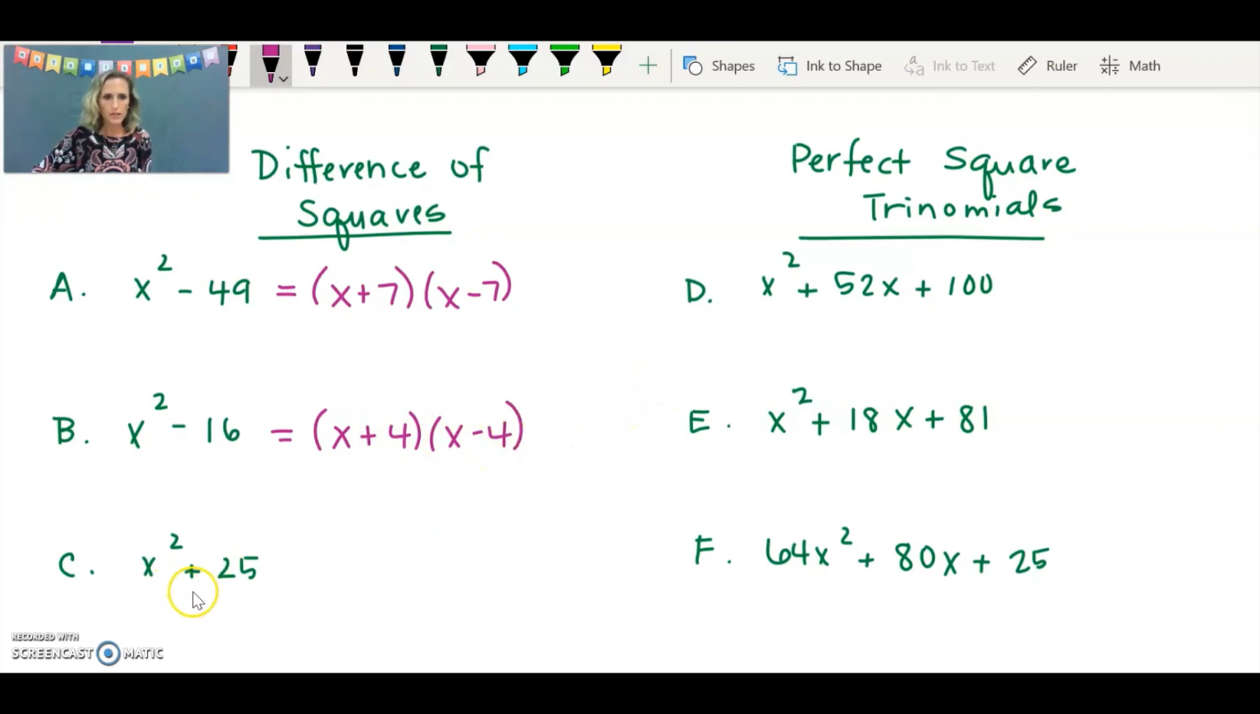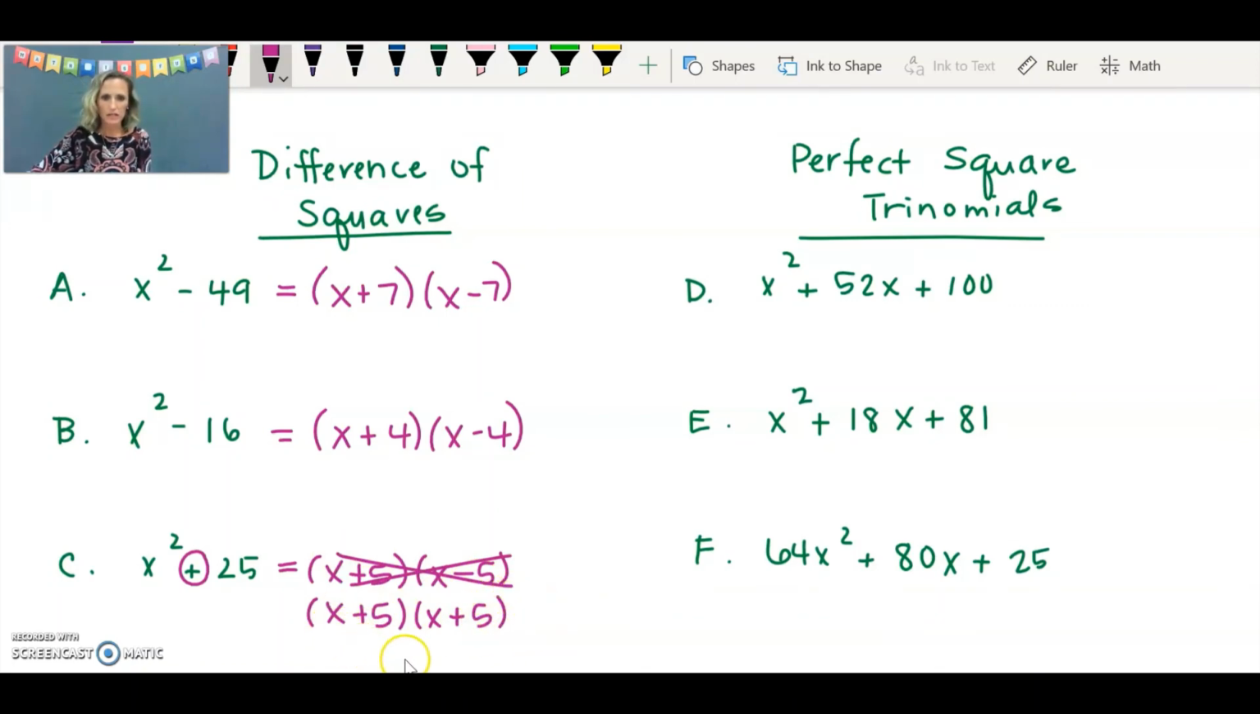And then finally, this one cannot be factored because it's not a difference of squares, it's a sum. So if I tried to factor this to be x plus 5 times x minus 5, 5 times negative 5 should give me a negative 25, and that can't work here. Well, what if I try x plus 5 times x plus 5? So this one did not work.